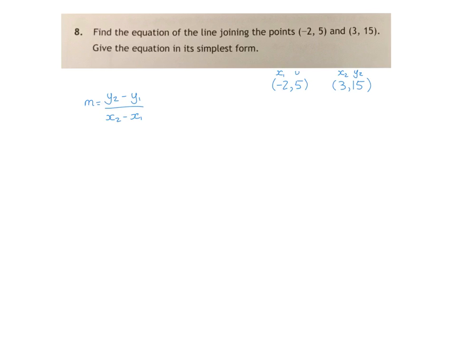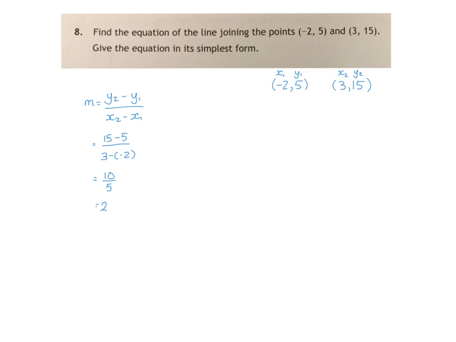That one's x1, y1. So we substitute this in, we get 15 take away 5 over 3 take away minus 2. So we get 10 on the top, and if we're taking away a negative, it's the same as adding. So we get 10 over 5, which you can simplify to just 2. So now we've got the gradient, we need to find the equation of the line, and we need to give it in its simplest form.